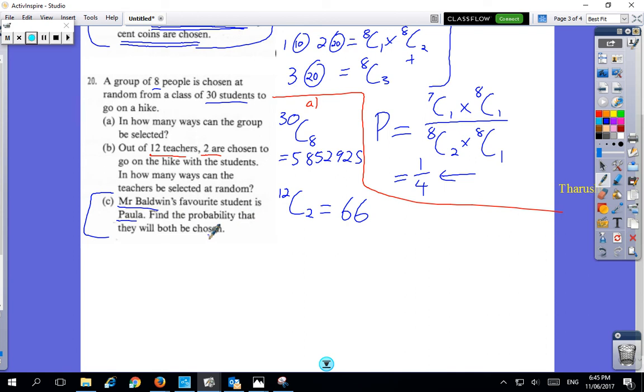Okay, so first off, we need the combination of the students and the teachers. There's 66 possible ways that the teachers can be chosen, but for each one of those possible ways, there's 5,852,925 ways that the students can be chosen. So this huge amount are all the possible ways that teachers and students can be combined.